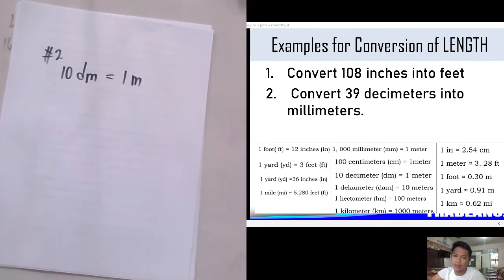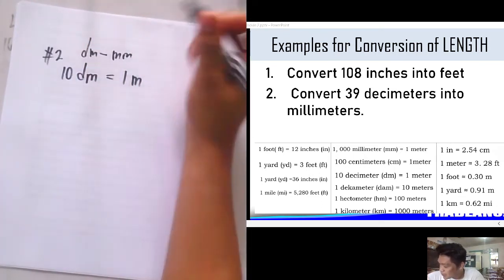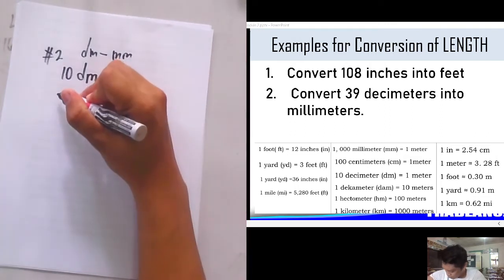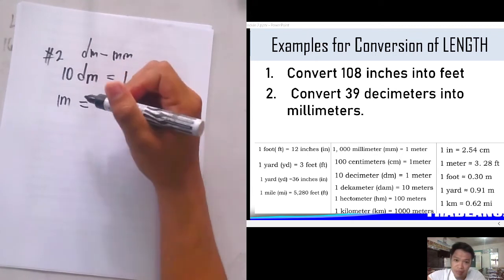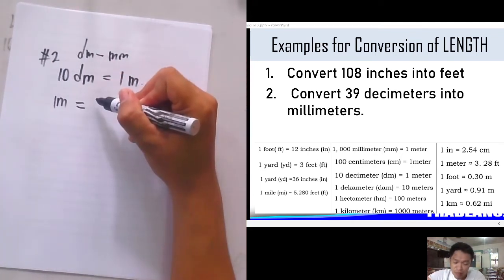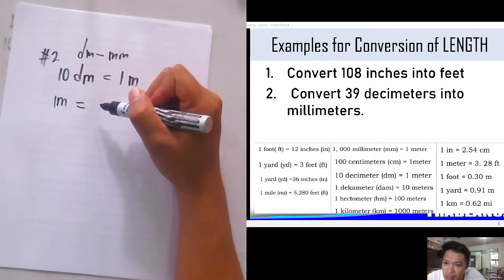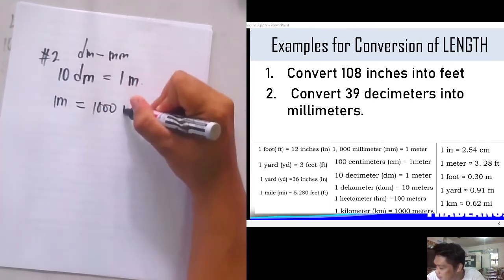So ano po yung gagawin natin dyan sa 10 decimeter na yan siya? Since we are going to find decimeter to millimeter, wala pa tayo dito. So yung 1 meter natin is equivalent to how many millimeters? Ito naman yung 1 meter, di ba? Ilan yung millimeters niya. Tingnan niyo sa conversion units. 1 meter is equivalent to 1,000 millimeters.